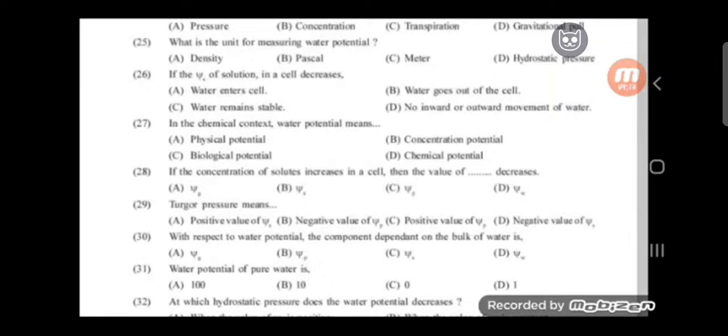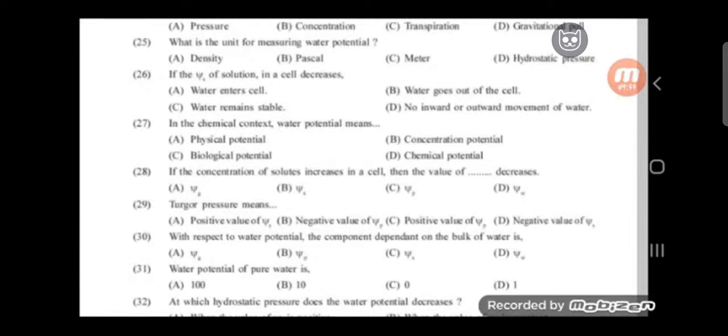So therefore, the correct answer for question number 26 is option A, water enters the cell. So if the water potential of the solution in a cell decreases, then water will start to enter into the cell. Now let us come to our next question, that is question number 27.